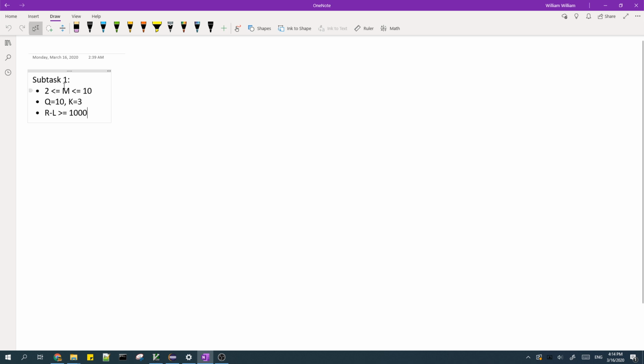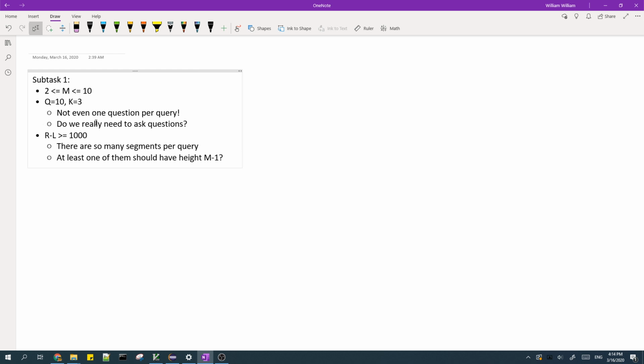In subtask 1, M is very small. We have 10 queries. We can ask at most 3 questions, and each query contains at least 1,000 points. Notice that we can't even ask 1 question per query because we only have 3 questions. So it prompts us to wonder if we even need to ask questions for this subtask. And then we notice that there are a lot of segments for each query.